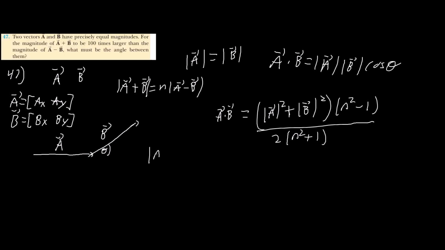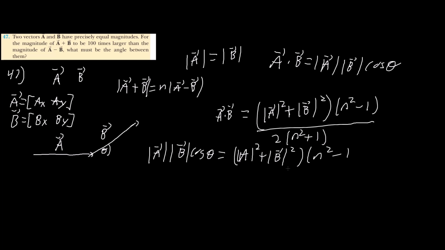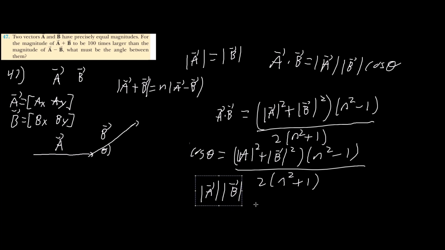So now we're going to replace the dot product. So we're going to say A dotted with B, cosine of the angle between them, is going to be the magnitude of A squared plus the magnitude of B squared, the whole thing of the n squared minus 1 over the 2 over the n squared plus 1. And we're going to take those two magnitudes and put them in the bottom. So we're going to take that and put this in the bottom here. I'm going to move this to the side.